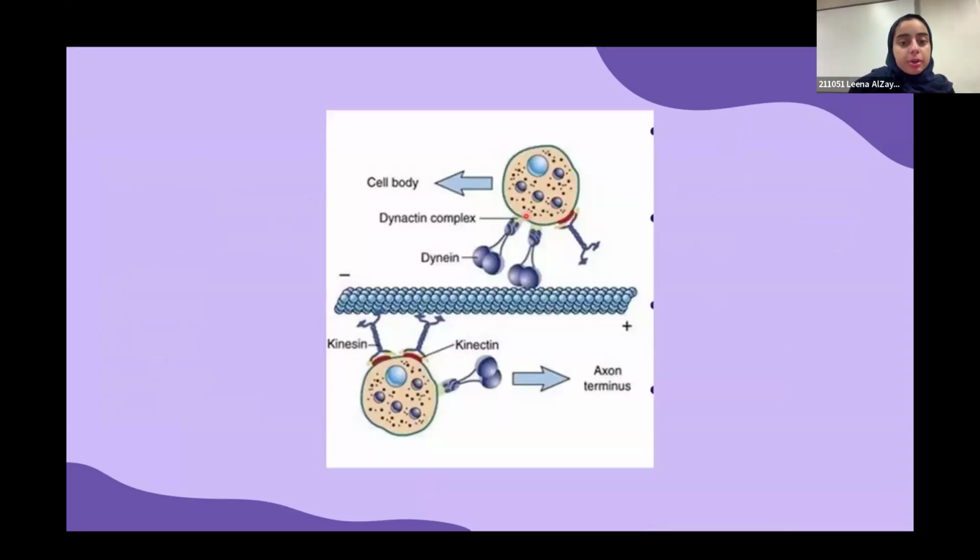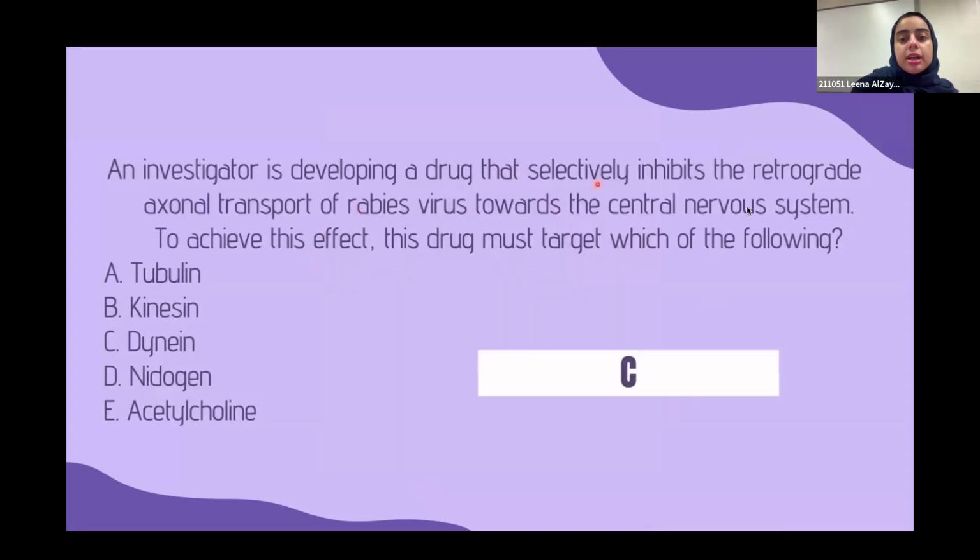Again, I'm going to remind you guys that dynein is going to the cell body and kinesin is going to the axon. They're specifically saying they want the one that goes to the central nervous system, to inhibit retrograde. The word is retrograde, and retrograde is basically going to the cell body. Anterograde is going to the axon or the axonal end. So we want retrograde, to the cell body, which is dynein. If it asked to inhibit anterograde, you would have to pick kinesin.